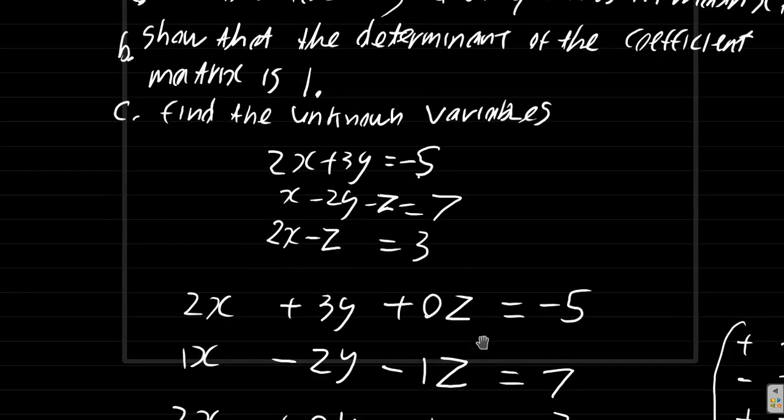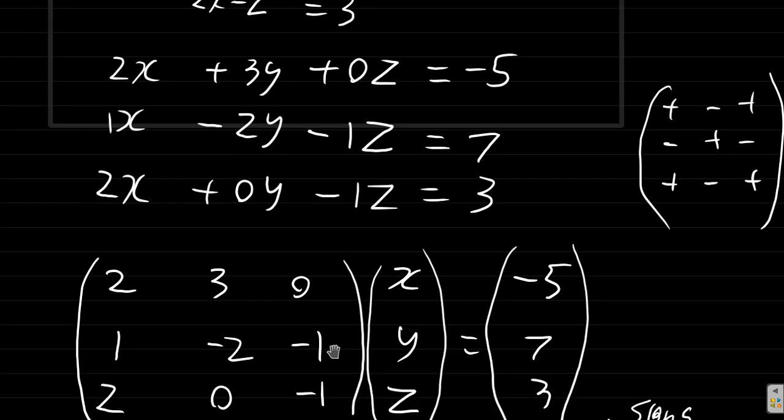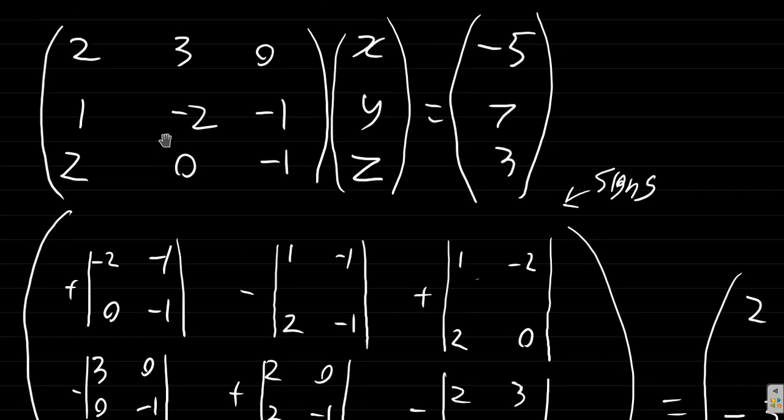So here, just a reminder, we have 2, 3, 0, 1, negative 2, negative 1, 2, 0, negative 1. We have the minor of 2 would be 2, negative 1, 0, negative 1. I'm just double checking because it's easy to make a mistake when you're working this out. Minor of 3 is 1, negative 1, 2, negative 1, good. And for 0, you have 1, negative 2, 2, 0. Then for 1, you're going to have 3, 0, 0, negative 1. Then 2.